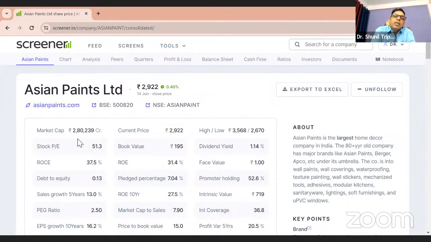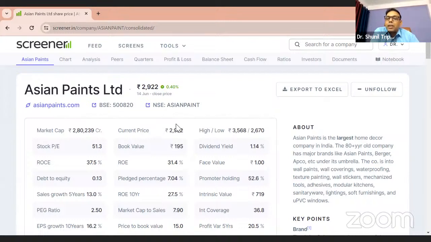That means, suppose I want to purchase all the shares of Asian Paints. Theoretically, I need 2,80,239 crore. That means if I have this many rupees, I can pay all the shareholders and I can buy all the shares. The shares are quoting at 2,922 rupees.